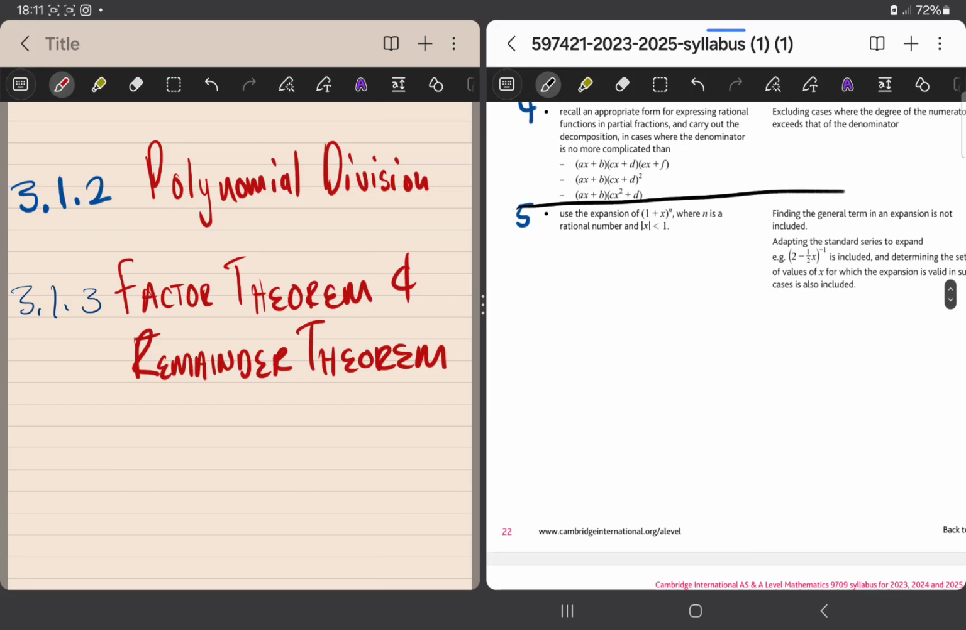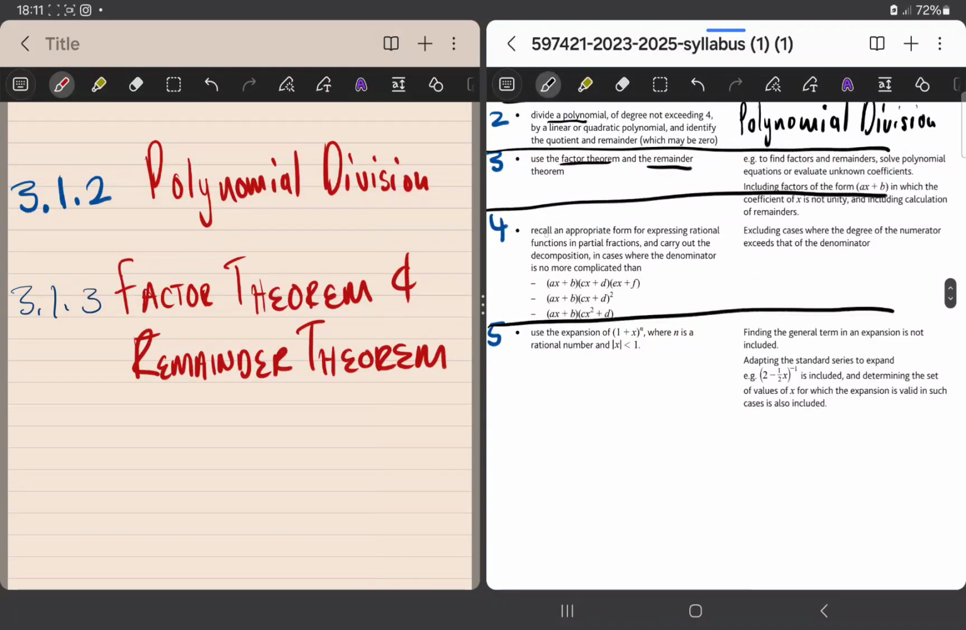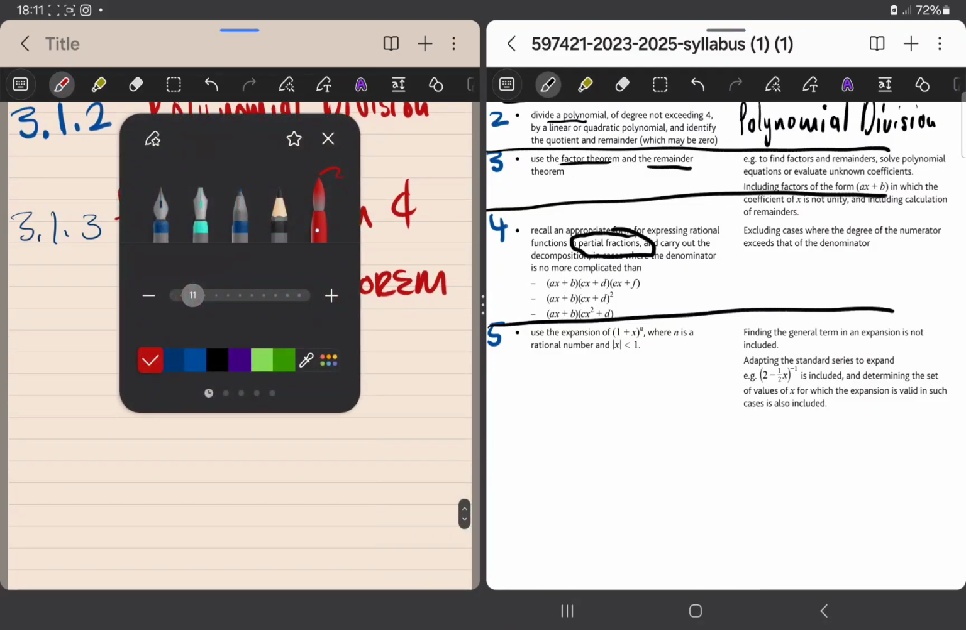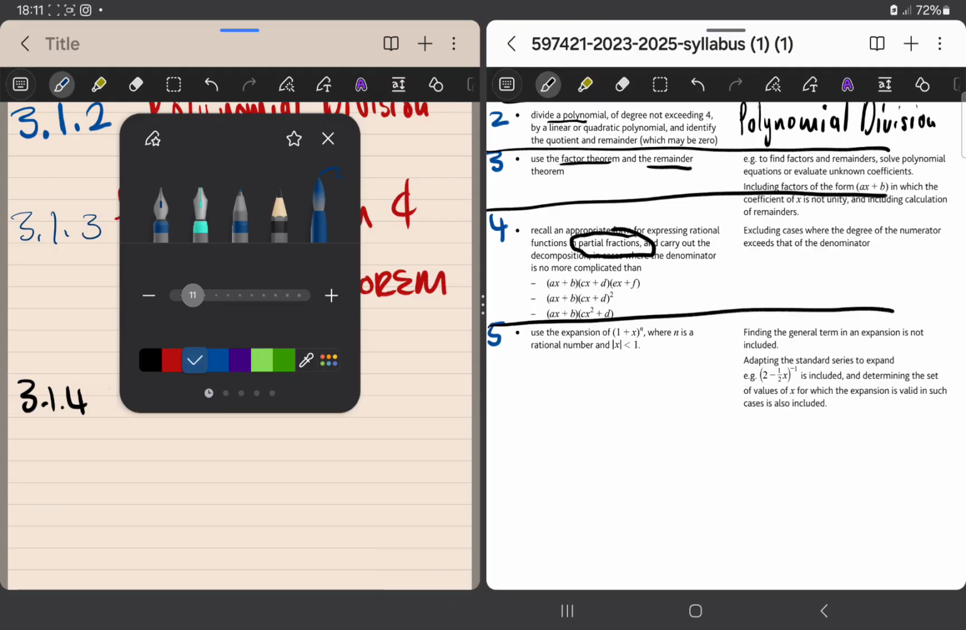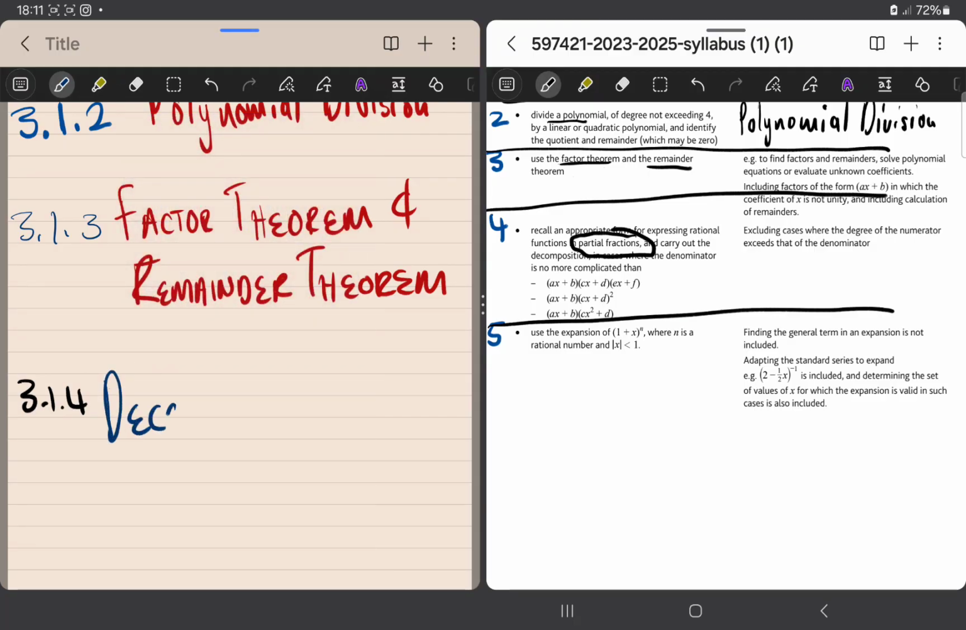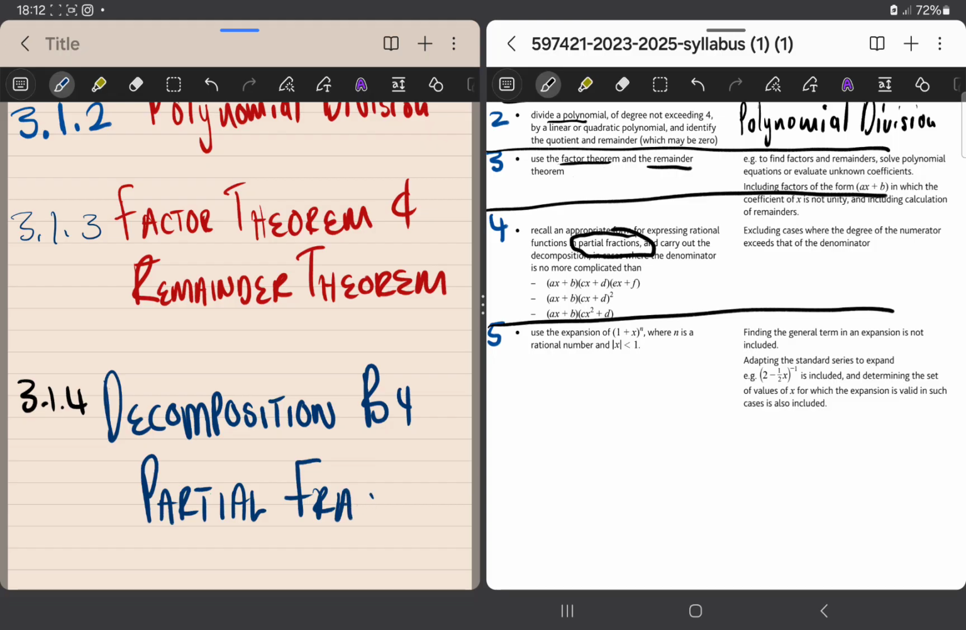Now we go to the fourth one. What is the fourth one about? You can see here they say recall an appropriate form of expressing blah, blah, blah in partial fractions. Partial fractions. That is going to be the fourth thing. So we can go to the fourth thing and say 3.1.4. This is going to be decomposition by partial fractions. We're going to learn decomposition by a method called partial fractions. This is going to be the fourth thing, decomposition by partial fractions.